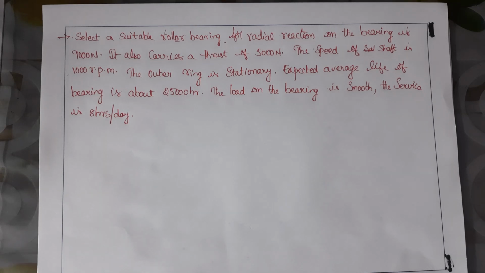Select a suitable roller bearing for a radial reaction on the bearing of 9000 newtons. It also carries a thrust of 5000 newtons. The speed of the shaft is 1000 rpm and the outer ring is stationary. Expected average life of the bearing is about 25,000 hours. The load on the bearing is smooth and the service is 8 hours per day. So here is the question that we have got.